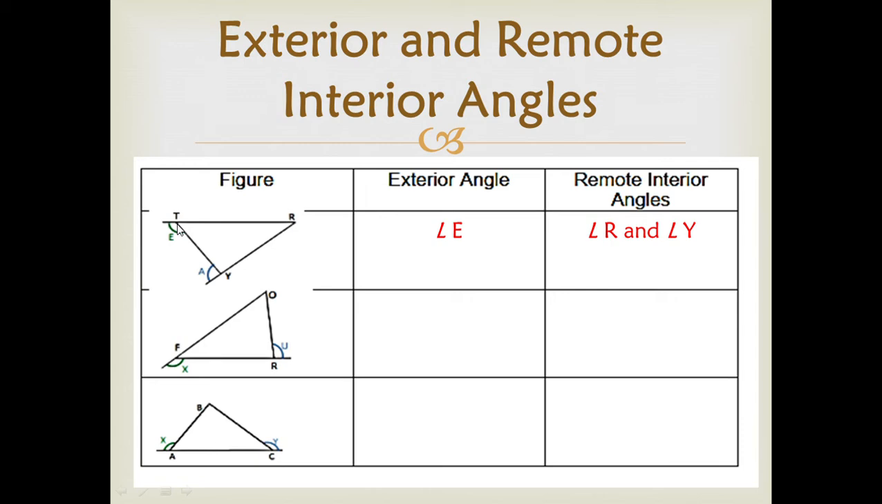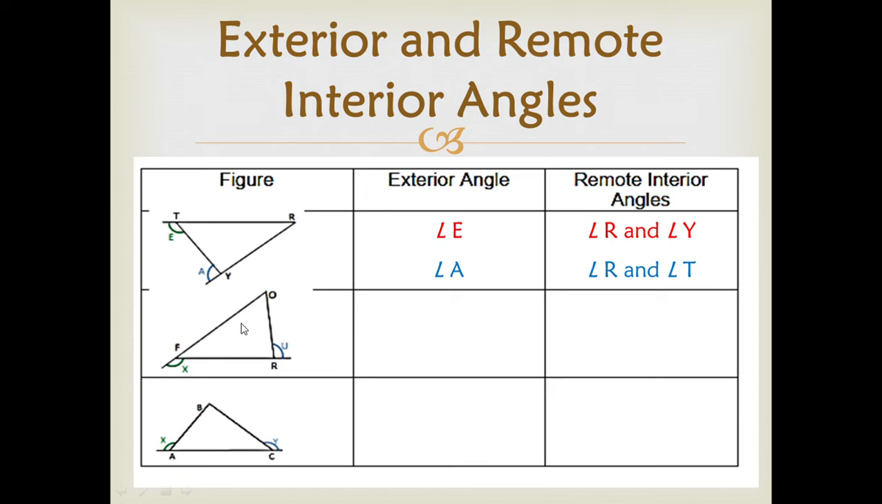Whereas kapag ang exterior mo ay si angle A, ang kadikit niya si angle Y. So ang hindi niya kadikit or remote interior angles niya ay sina R and T. Okay. Let's have our next figure.